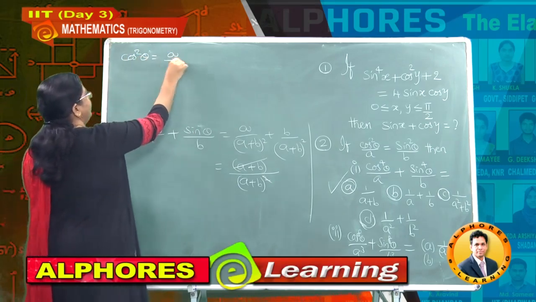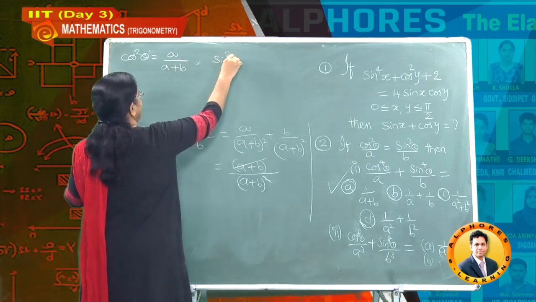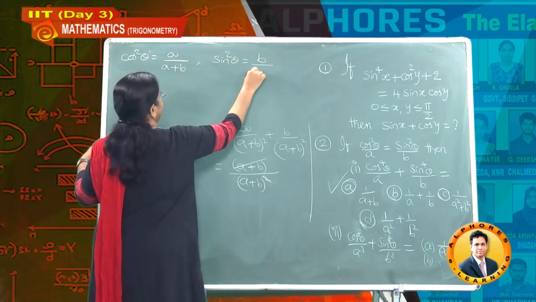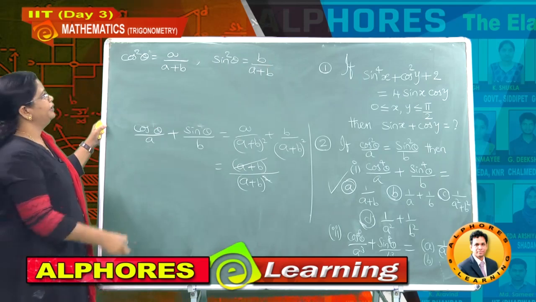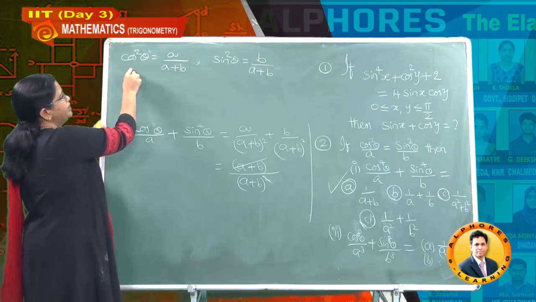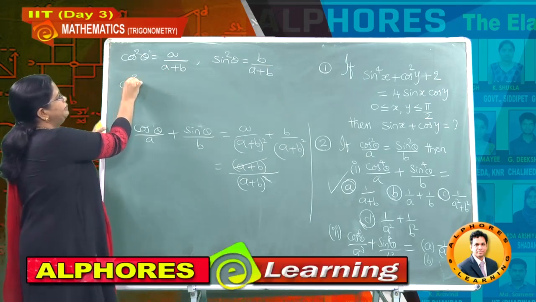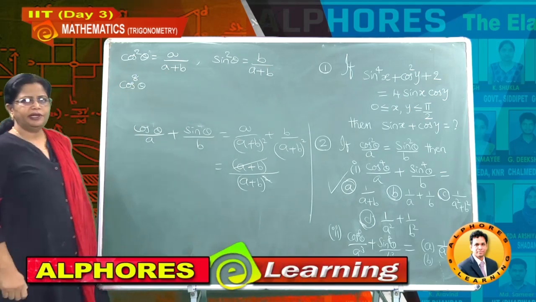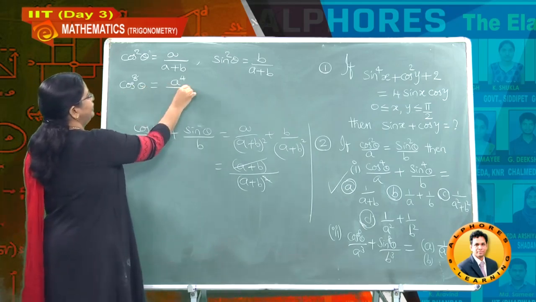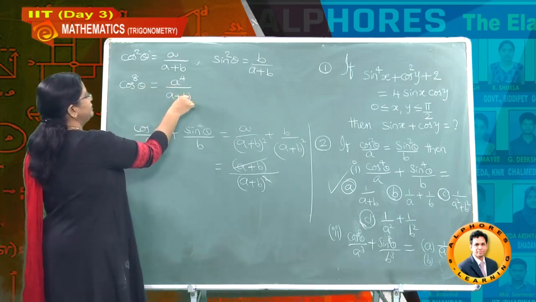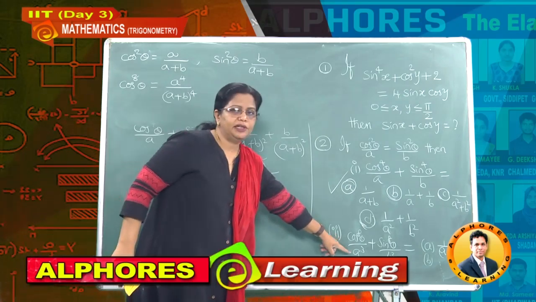a divided by a plus b. Sin square theta you got here, it is b divided by a plus b. Now as we require power 8, here raise the power 4 times, then it will become cos to the power of 8 theta. And next this value is a to the power of 4 divided by a plus b whole to the power of 4.